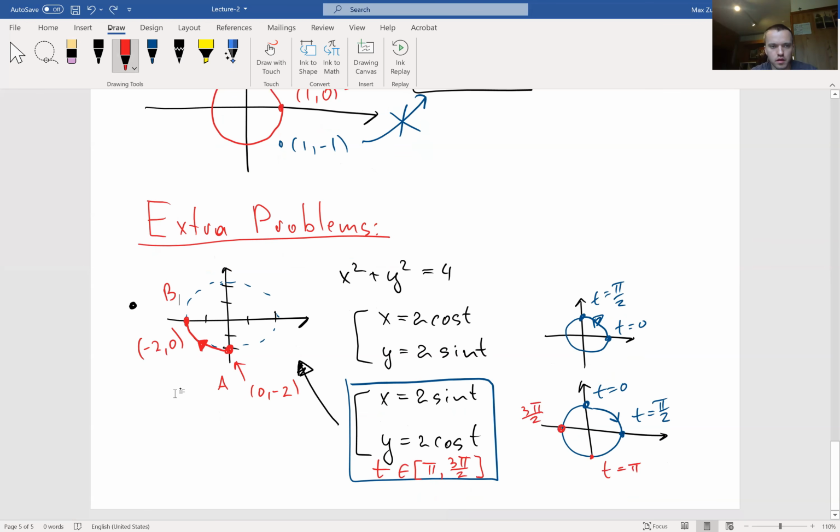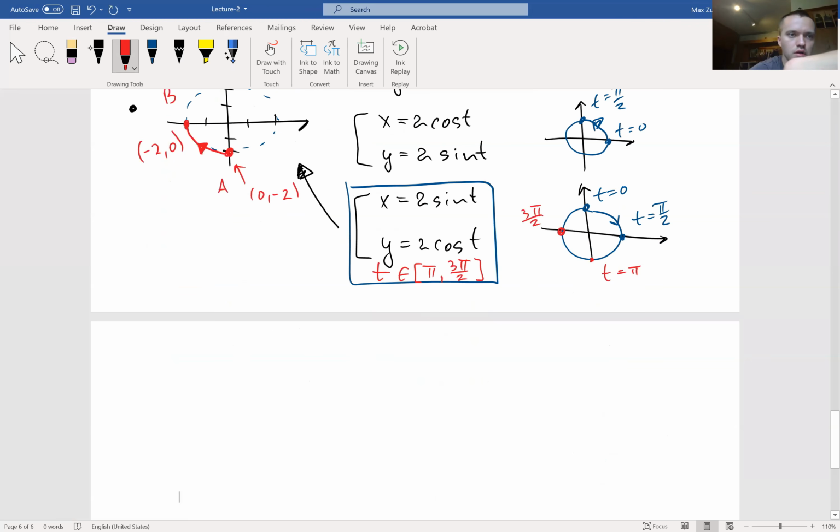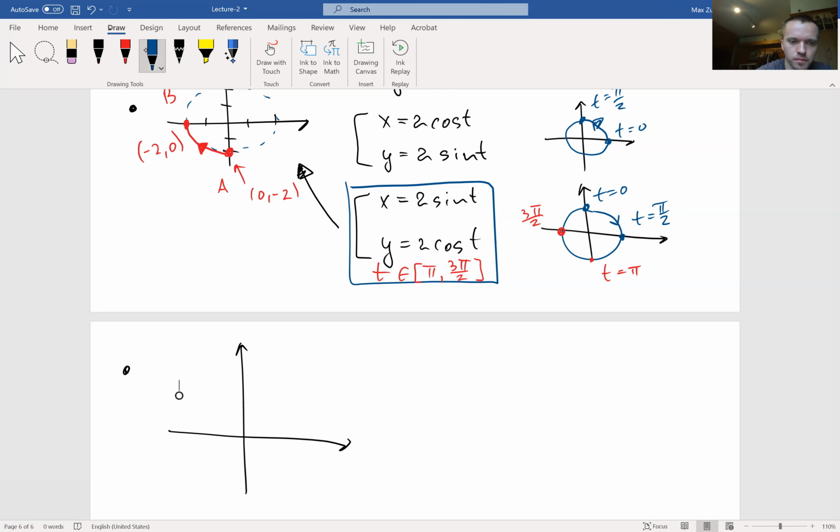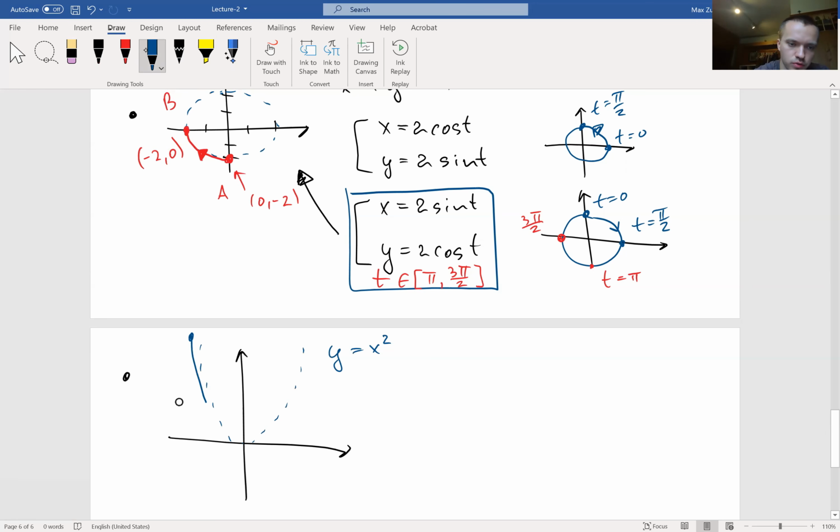Okay. So we did this one. Let's do this one also as practice. Let's say we have a parabola, y is equal to x squared. The path that I want you to describe: you start at negative infinity, you go towards the origin, and then you come back using the same path.